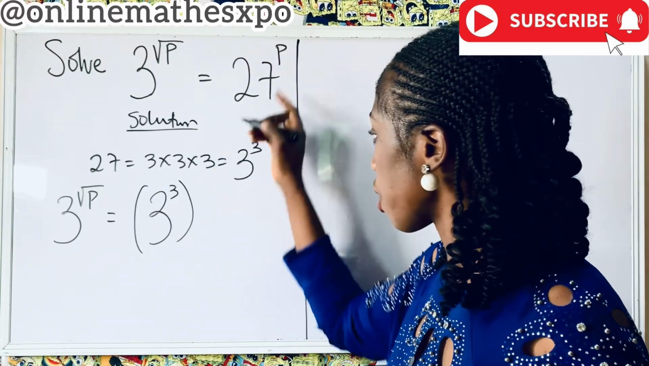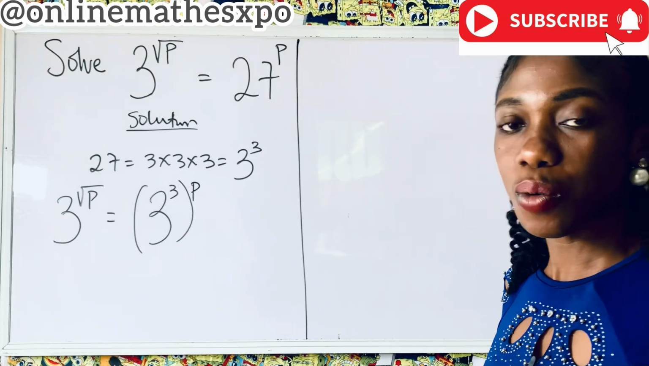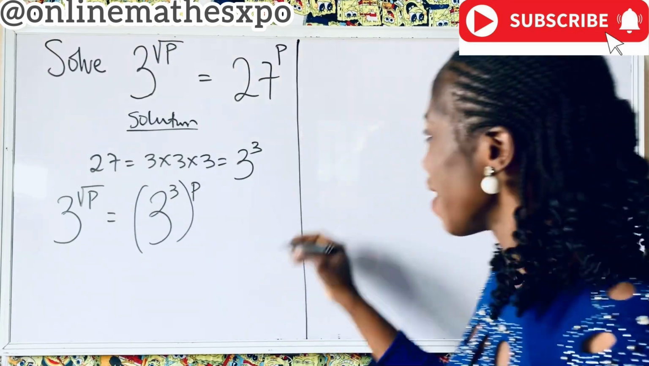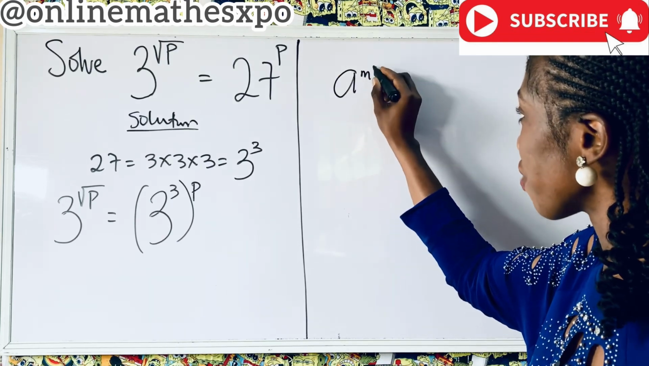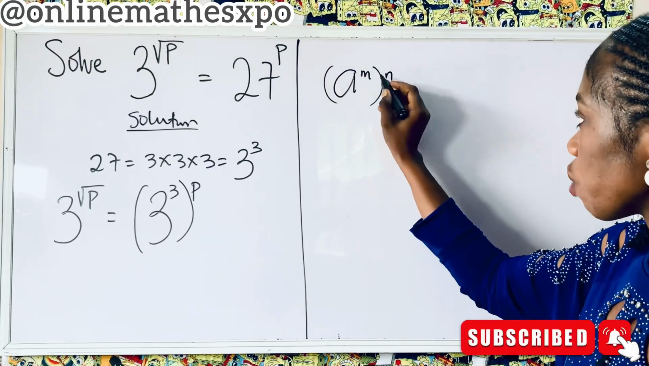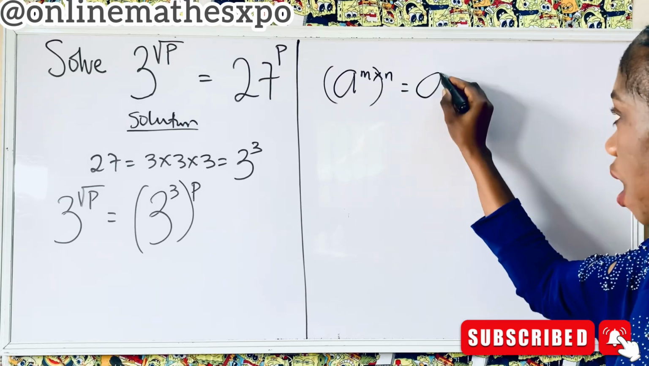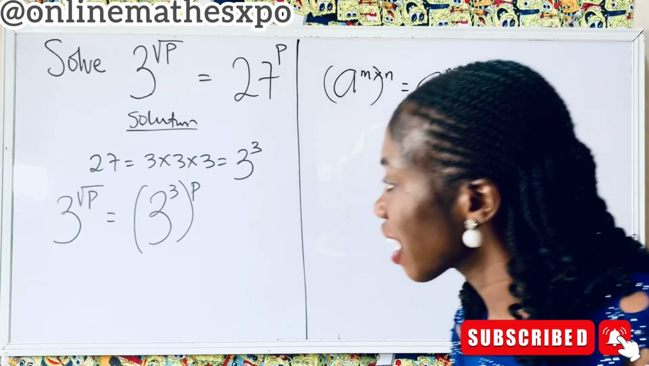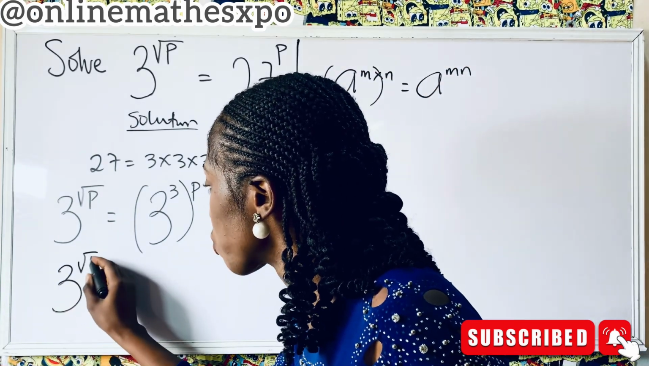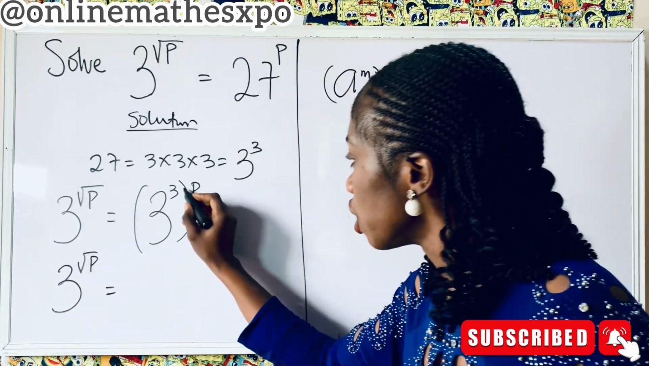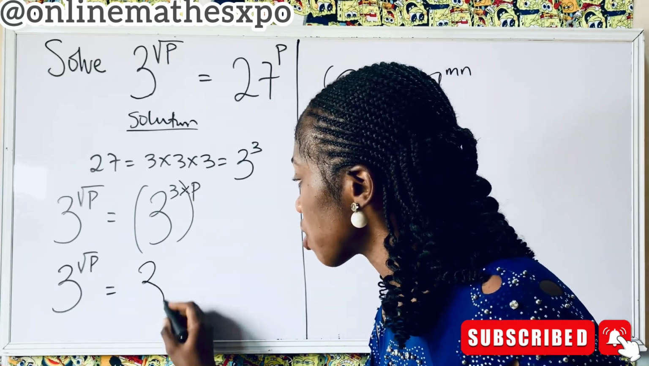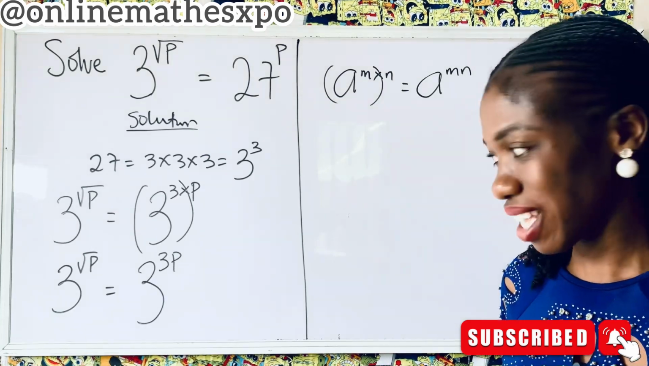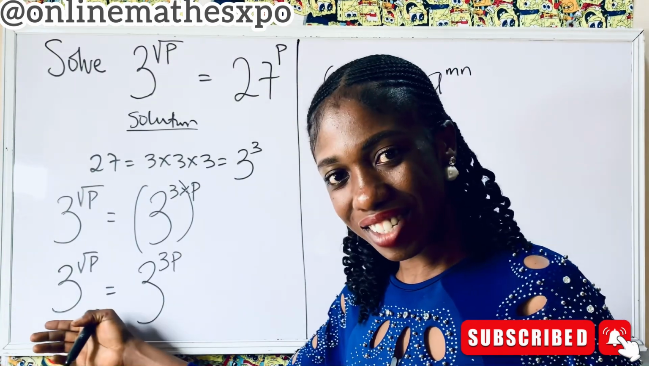Then we raise it to the power of this p. So what do you do next? Remind yourself of the rules of exponents, which says that a to the power of m, all to the power of n, what you do is you multiply the powers to give you this. So we're going to apply it here. In that case, you are having 3 to the power of root p is equal to, this we multiply, so we're having 3 to the power of 3p. Did you see that? So what did you now observe? They are now the same.